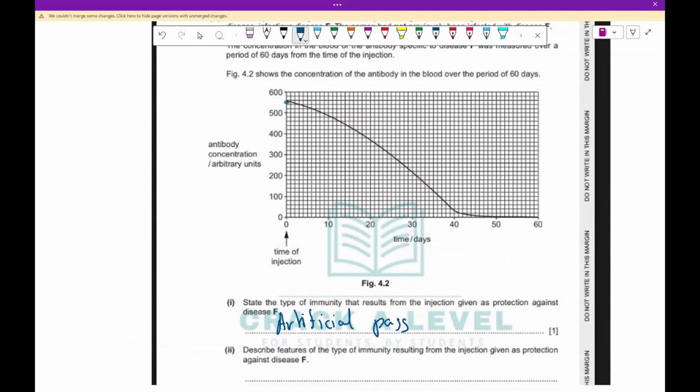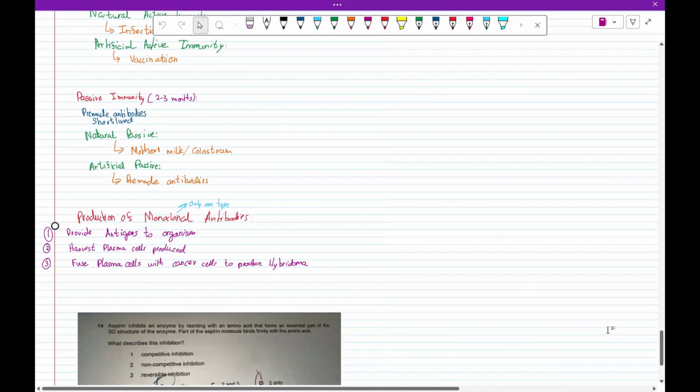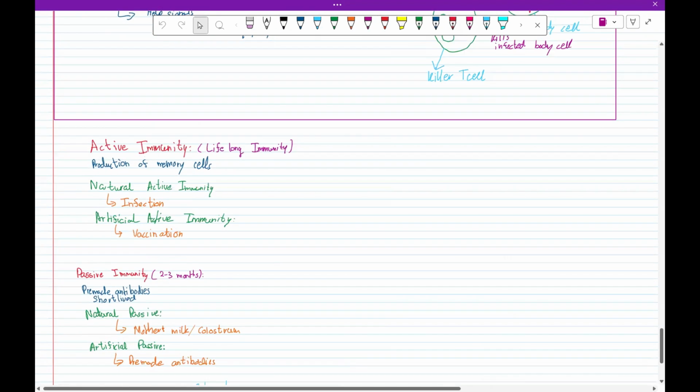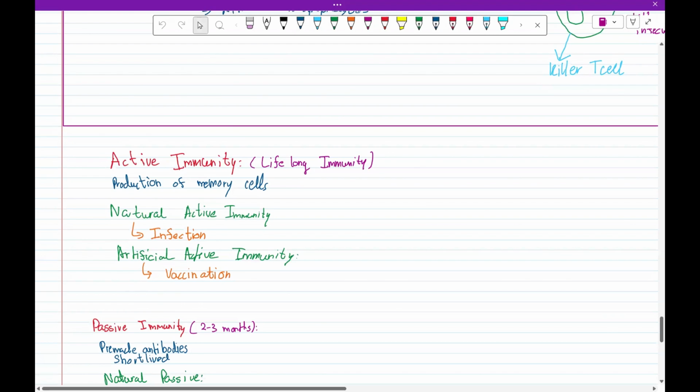The artificial passive, the other types are basically artificial active, right? That's just a quick glance. Immunity. So active immunity is when there's a production of memory cells. Natural active is when you get infected, so the body comes in contact with the pathogen and develops memory cells itself, or you give them artificially, which is by vaccination.